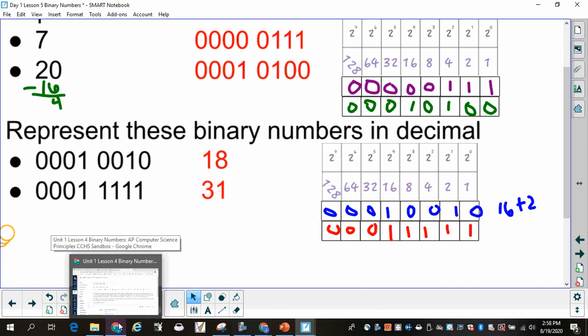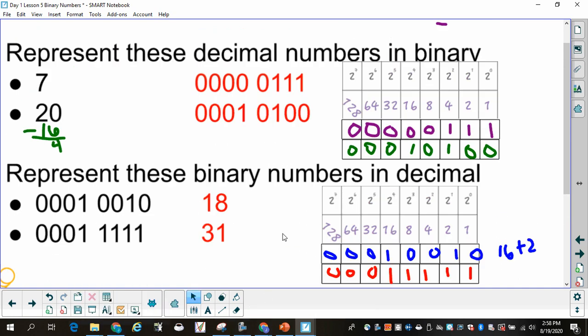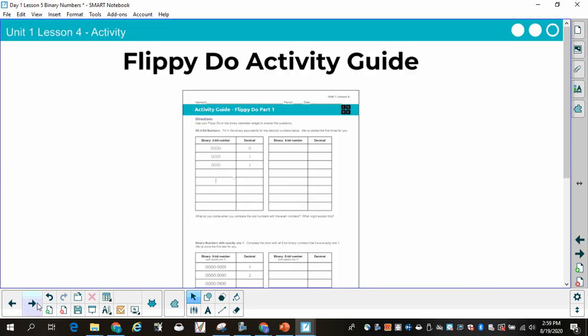Boom, 31. All right, so you're going to have several of these where you're going to go from decimal to binary and then from binary to decimal. And you can use your Flippy Do back and forth. Remember that this is where you've got your ones and zeros. And these are just flipping up or down. You leave the 0 there, or if you need the 1, you flip it up so you get the 1.